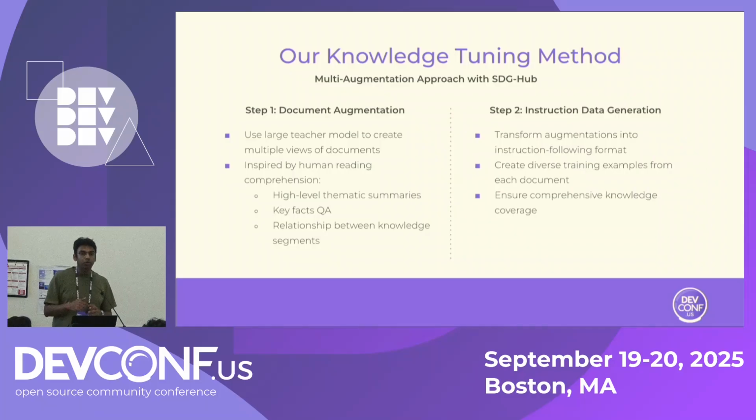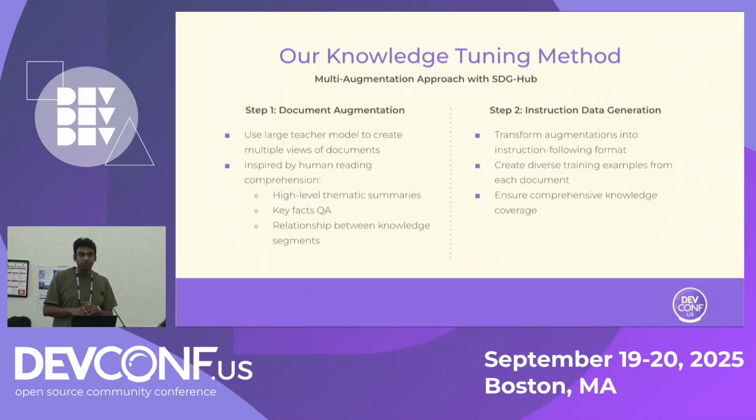Here what we did is we focused on how we can use SDG, or synthetic data, to create different views of the document. For example, take a news article. I can take the article and directly train on it, or I can create different views. For example, a thematic summary: what is the main point of this argument, or of this document? We can also create a list of key facts and make sure that the model remembers each key fact systematically to cover all the knowledge.